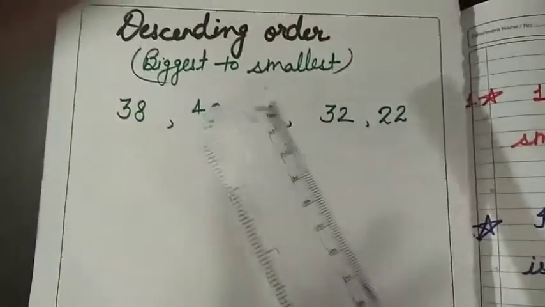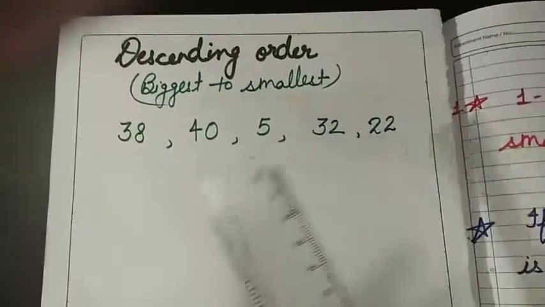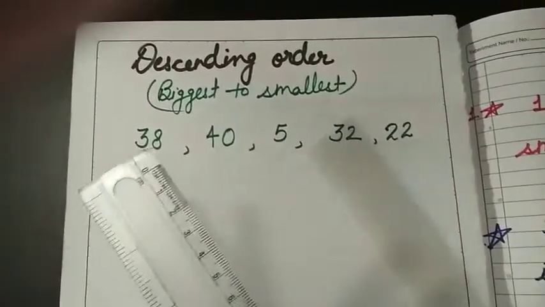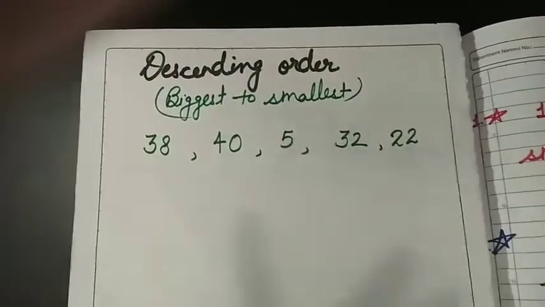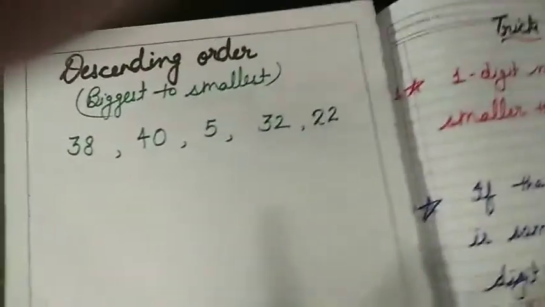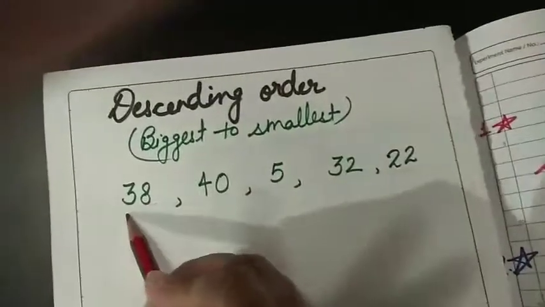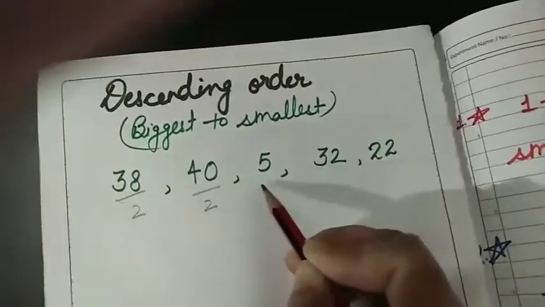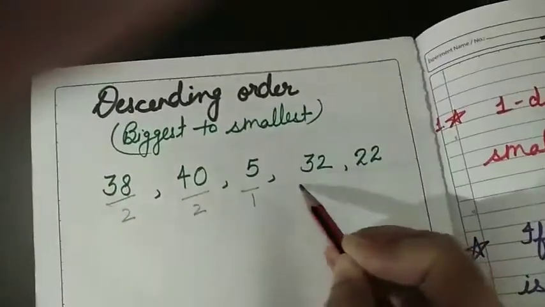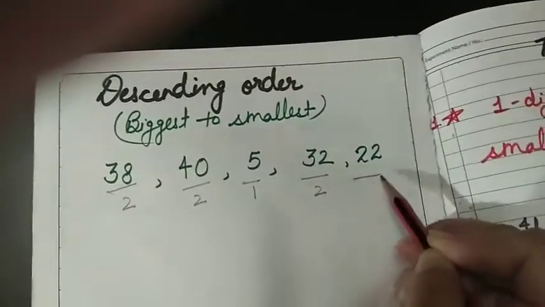So firstly we have to find out which is the single digit here. 38, no, it is also not. This 40, no, it is also not. These are 2 digits. These are also 2. This is 1. These are also 2 and these are also 2.